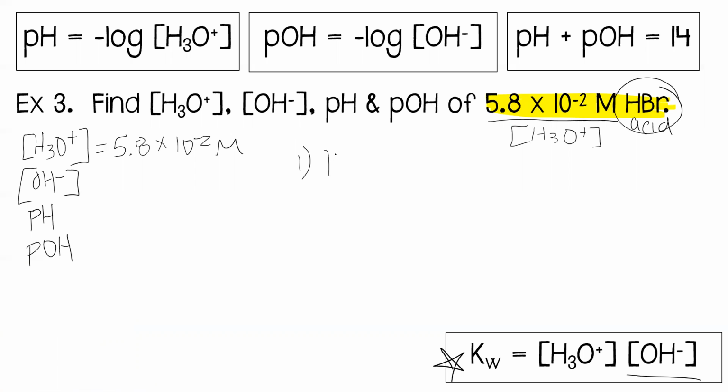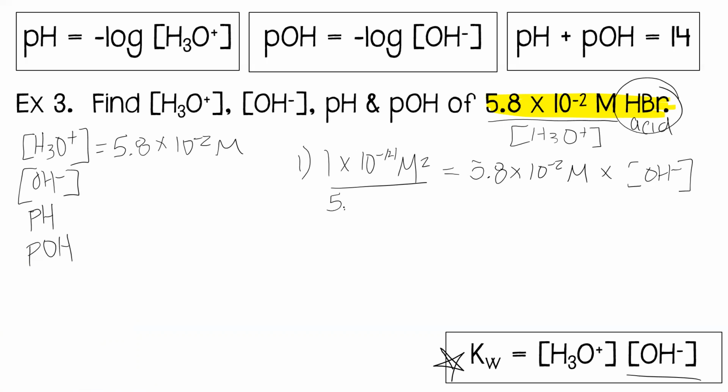So I know Kw, constant value, is equal to the hydronium ion concentration given to me in the problem, multiplied by my hydroxide ion concentration, which I do not know yet. So obviously I'm going to divide both sides by the hydronium ion concentration. Show your work, show your units. And that's going to get me my hydroxide ion concentration.